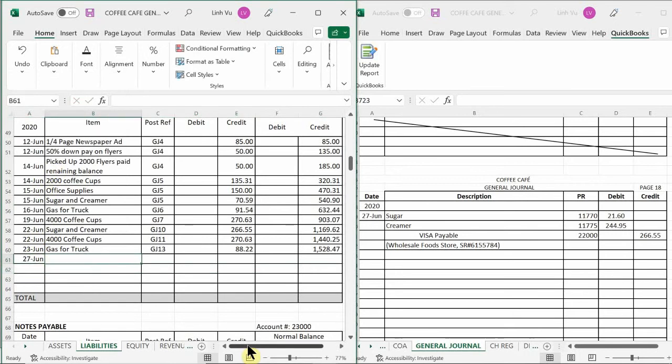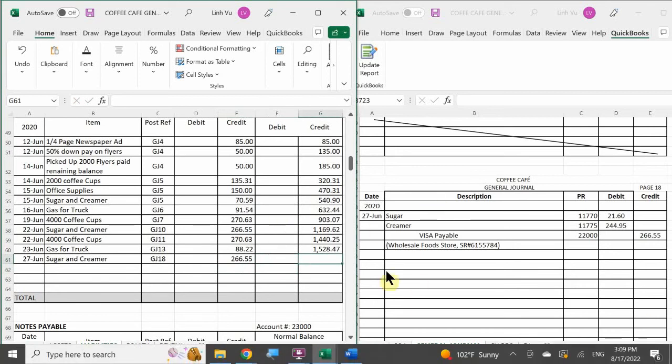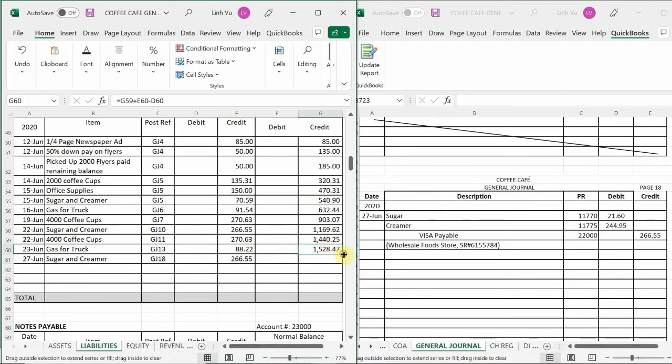On the 27th, sugar and creamer, page 18, for $266.55. Bringing our total balance to be $17,95.02. Okay, so that takes care of those.